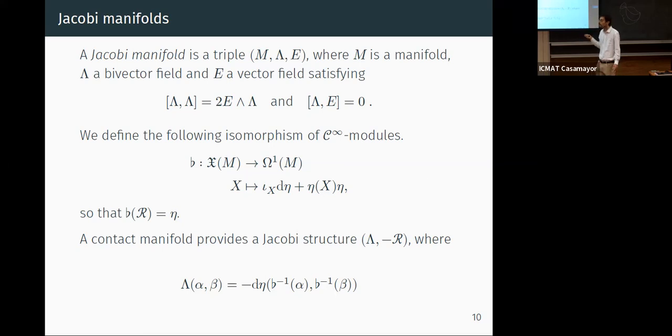Given a contact manifold, we can define this map, which is an isomorphism of modules that just takes a vector field to the contraction with the differential of the contact form plus the contraction with the contact form times the contact form again. This isomorphism takes the Reeb vector field onto the contact form, and you can use it to construct a Jacobi structure for the contact manifold. You take as the vector field minus the Reeb vector field, and as the bivector, you take basically the differential of the contact form composed with the inverse of this map.